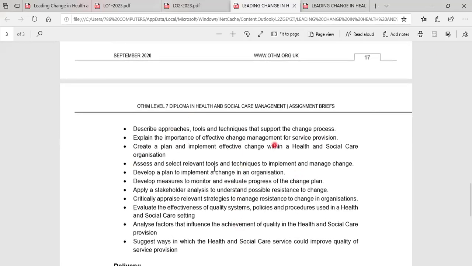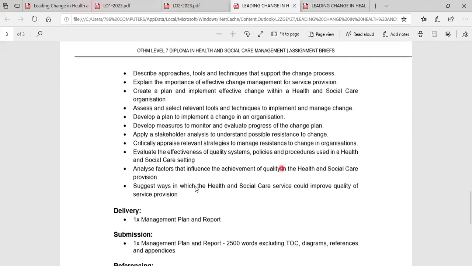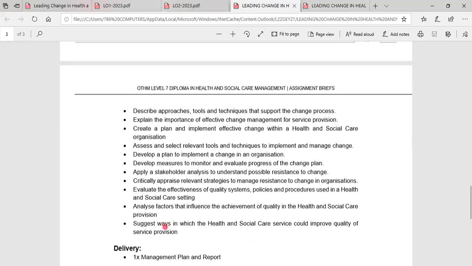At the end, you're talking about all of these, and it's a plan and a report. It will be 2,500 words, excluding your headings, diagrams, references, TOC, and appendices. It should be like a management plan and a report, so it should not be very descriptive. It should have all of these in it, and you're explaining the importance of effective change management for service provision. You're creating a plan, so you have to have several headings and subheadings here, because plans are mostly more succinct.